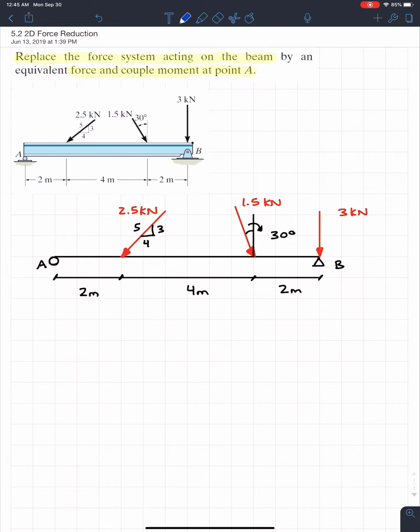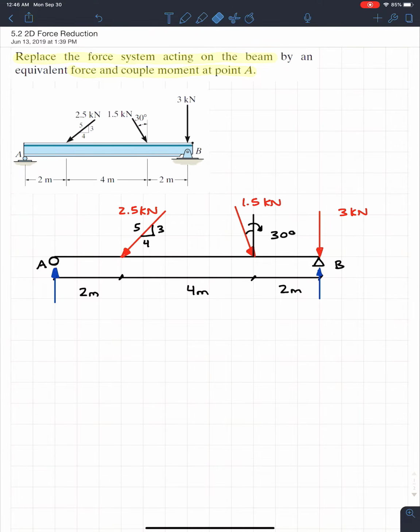But of course, we know that at A there is a roller, so this will have a reaction force going upwards like this. And the same thing at B with the pin would also have a reaction force. Because of those reaction forces, we can use equilibrium to solve for them. However, when we're dealing with force reduction, that's not our interest. We're not going to worry about those reaction forces. The only thing we're worried about is getting those red forces into just one single force.